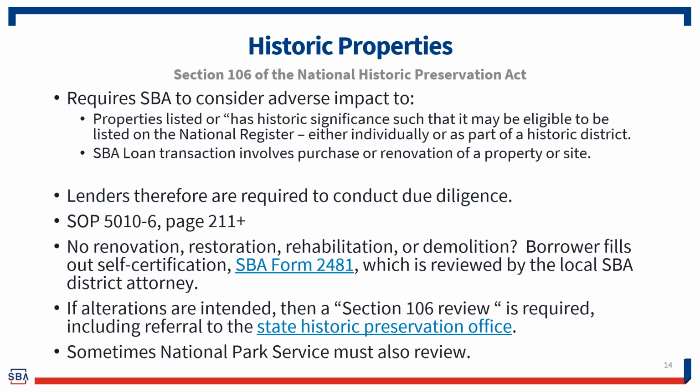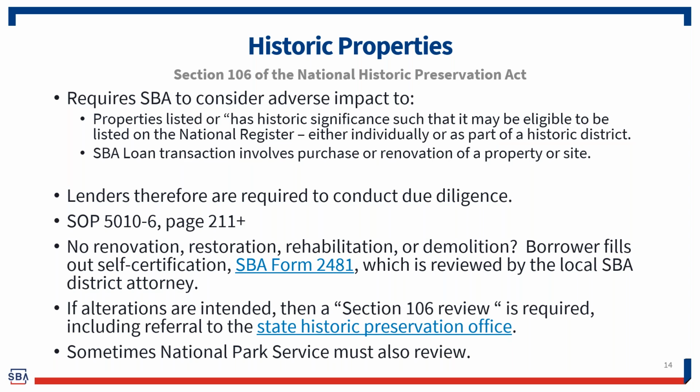Now, if it's simply a purchase, right? So you're using the SBA money to simply purchase the property. Then the borrower fills out a self-certification form. They say they're planning on doing no renovations, no rehabilitation, and we'll normally sign off on that locally with our district attorney in the state of Ohio.